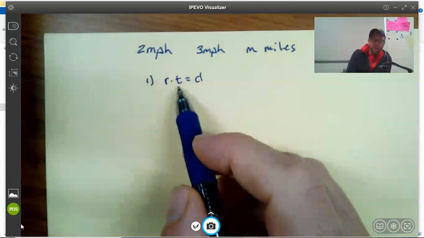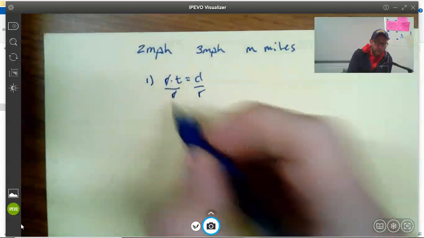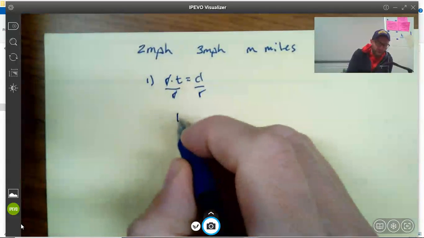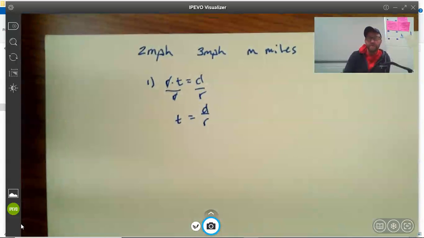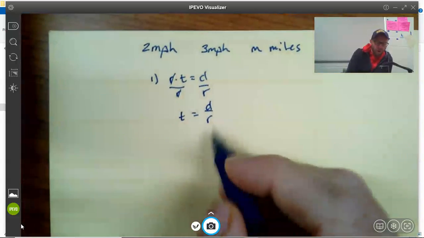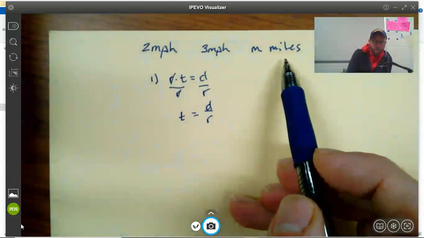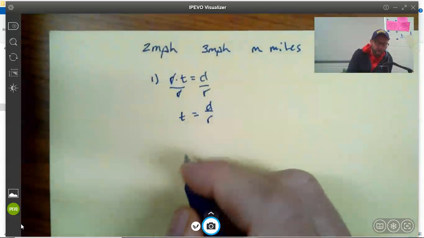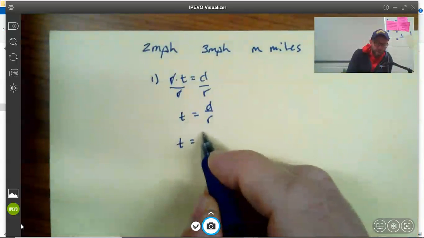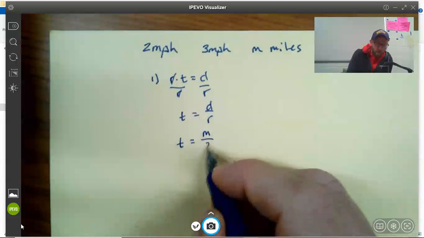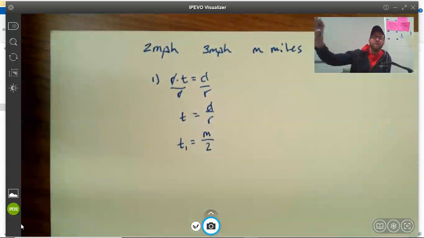But we need to rearrange it so that I have time by itself. So I'm going to divide by rate on both sides so that rate cancels with rate. And time equals distance over rate. And so we know the rate. The rate is 2 miles per hour. And then we know the distance. It's m miles. So his time is equal to m over 2. We'll call that time 1. That's time on the way out.